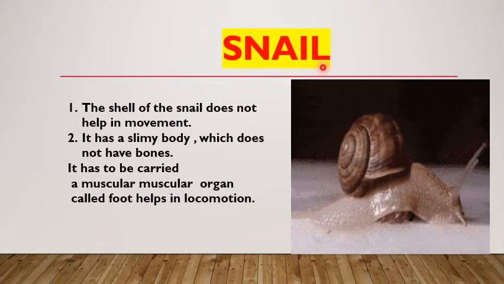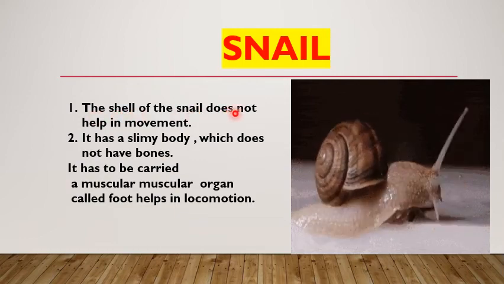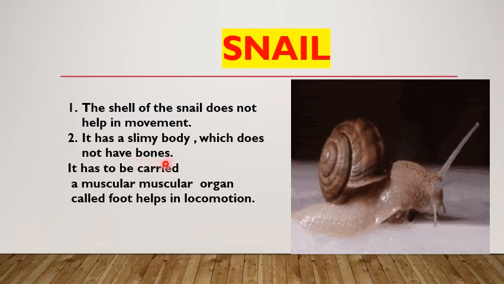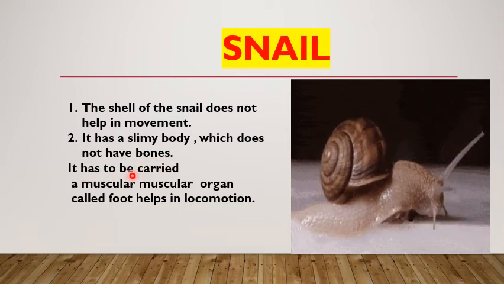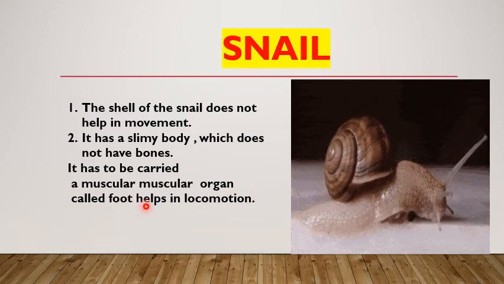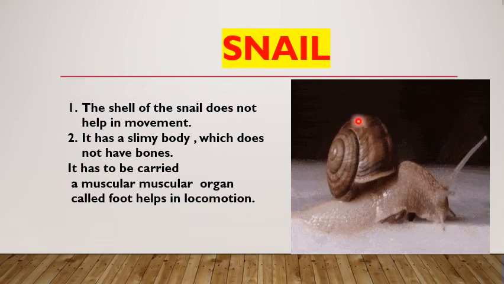Snail. The shell of the snail does not help in movement. It has a slimy body which does not have any bones. A muscular organ called the foot helps in locomotion. So this is the example of a snail. This is a picture of a snail.